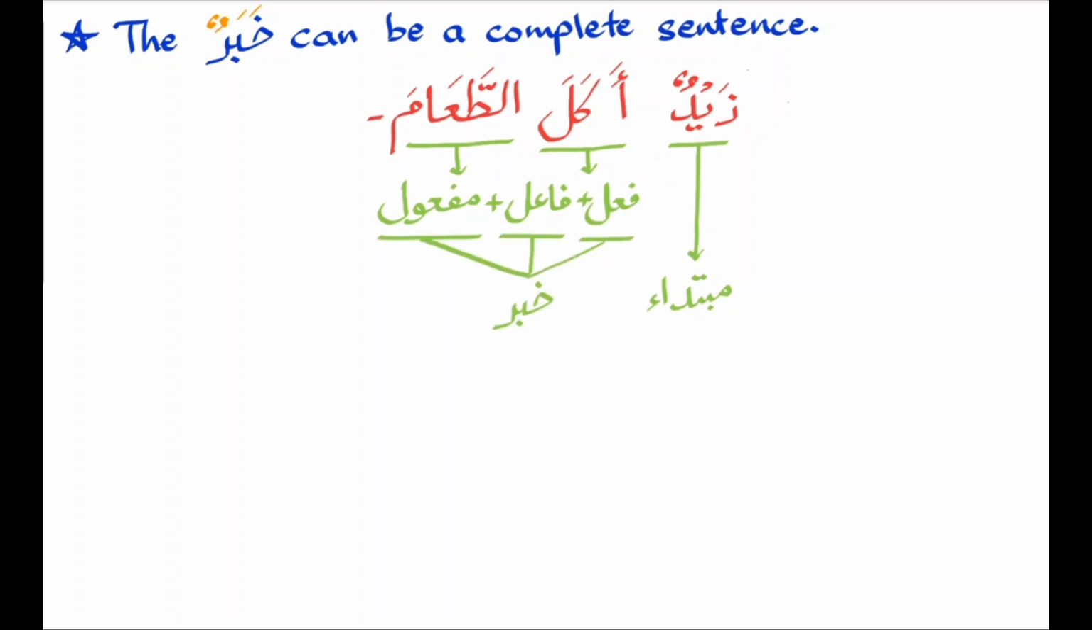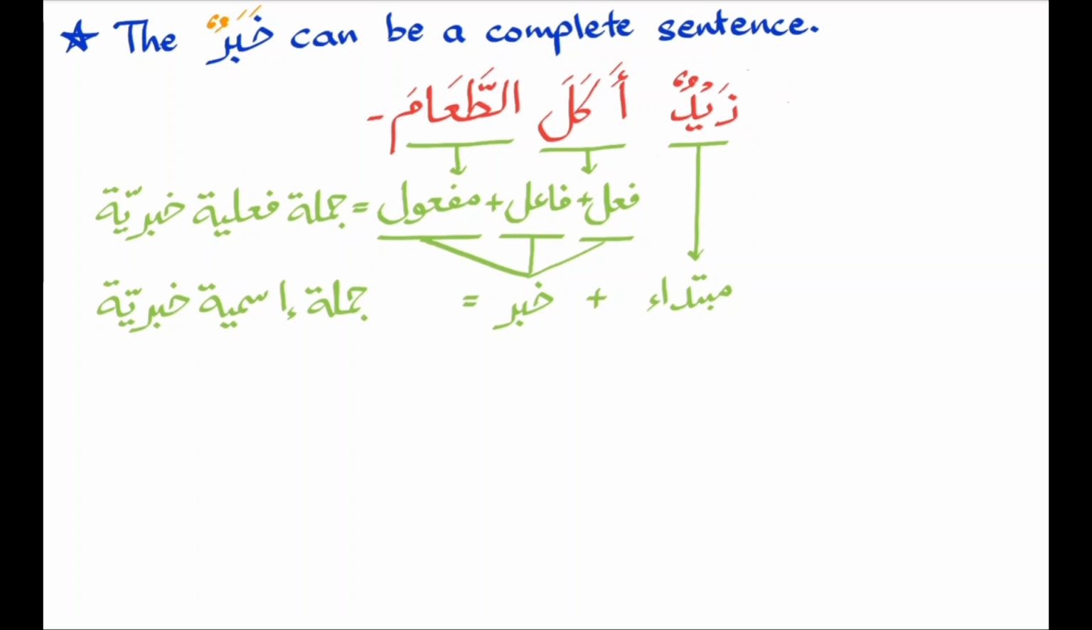So notice that when we looked at akala at-ta'am, we had a whole fi'l fa'il maf'ul combination, and that itself was a complete jumla fi'liya khabariya. But then when we looked at the whole sentence and we included Zayd, Zayd was the mubtada and akala at-ta'am became khabar. So now mubtada khabar combined become jumla ismiya khabariya. And this is the end of the lesson.